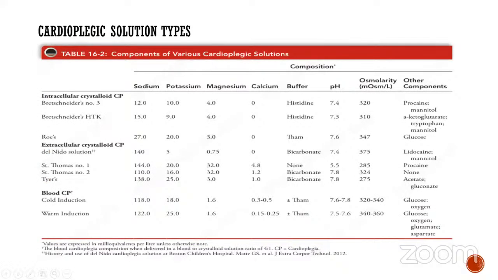So the Bretschneider is here, the Bretschneider HTK. It has a sodium composition of 50 millimoles, 9 millimoles of potassium, 4 millimoles of magnesium, no calcium at all. The histidine is used as a buffer. The pH is slightly lower than the St. Thomas, 7.3, and the osmolarity of 310. They use additives such as ketoglutarate, tryptophan, and mannitol.